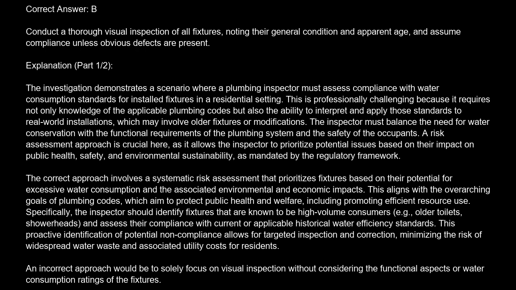Specifically, the inspector should identify fixtures that are known to be high-volume consumers, e.g., older toilets and shower heads, and assess their compliance with current or applicable historical water efficiency standards. This proactive identification of potential noncompliance allows for targeted inspection and correction, minimizing the risk of widespread water waste and associated utility costs for residents.